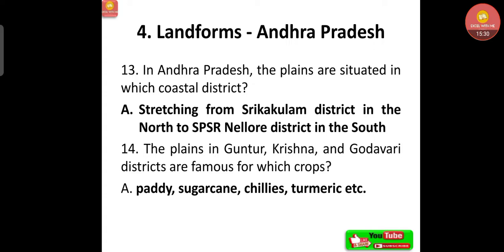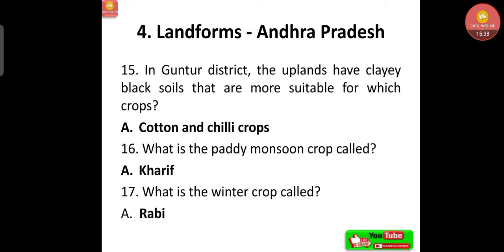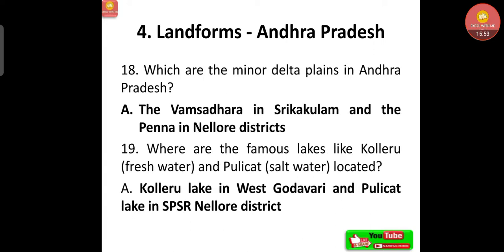The plains in Guntur, Krishna and Godavari districts are famous for which crops? Paddy, sugarcane, chilies, turmeric, etc. In Guntur district, the uplands have clayey black soils that are more suitable for which crops? Cotton and chili crops. Now, what is the paddy monsoon crop called? That is Kharif, and the winter crop is called Rabi.